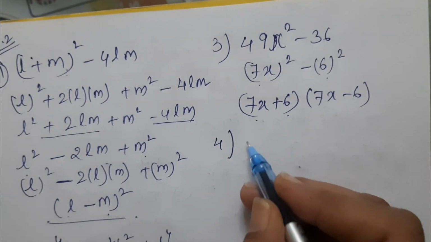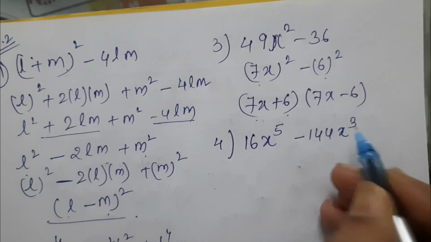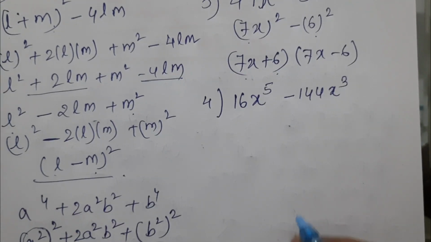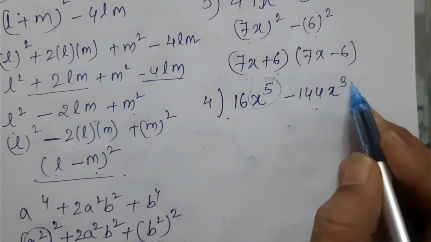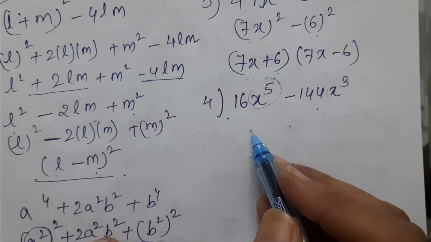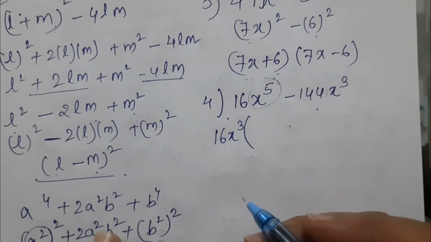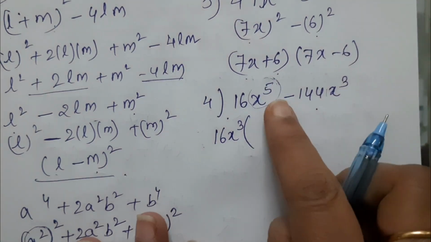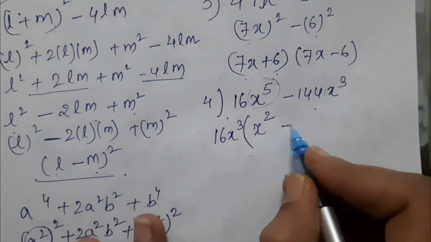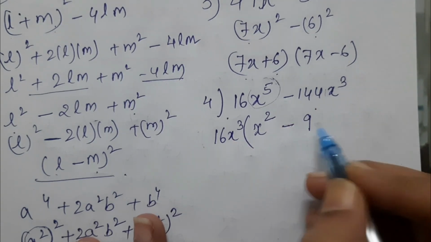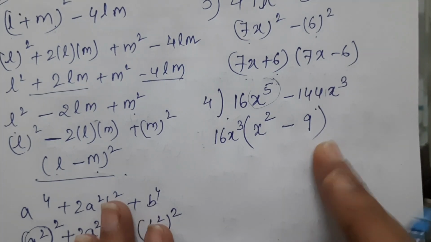Now the next question, it's given 16x⁵ − 144x³. Here also students get confused. Again the numbers are not in square form. And moreover x⁵ and x³ are there. So here again we are going to take common. Let's take 16x³ common. If we take 16x³ common, out of x⁵ we are taking x³ common. So we are left with x². And 16 × 9 is 144. So here we are left with 9. As we have taken the complete x³, we are left with 9.